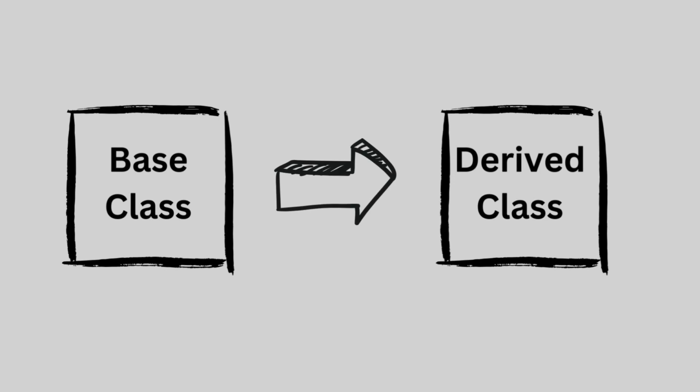Inheritance is a fundamental concept in object-oriented programming that allows a class to inherit properties and behaviors from another class. The class being inherited from is called the base class or the parent class, and the class that inherits is called the derived class or the child class.